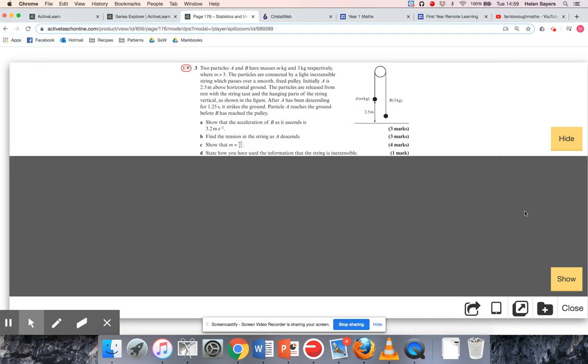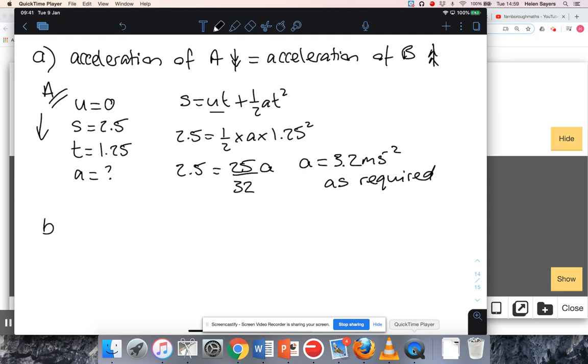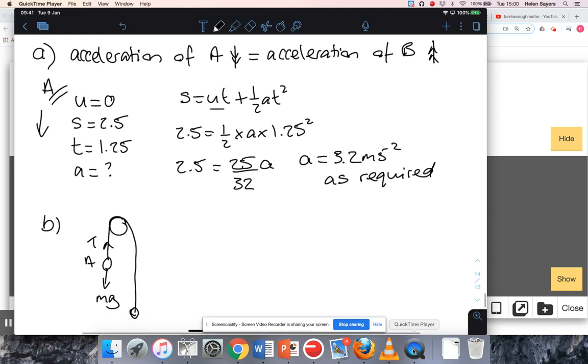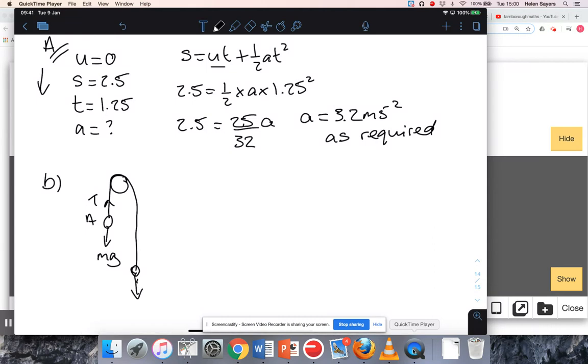Okay, all right, so then they want the tension in the string, and the tension will be the same on either side of the string. So that is going to involve a force diagram. Let's just do a sketch of the entire system, and then we'll look at A and B separately. So there's particle A, its weight is mg, and there's tension in the string. And that's particle A. Particle B, its weight is 3g, and there's also tension in the string.